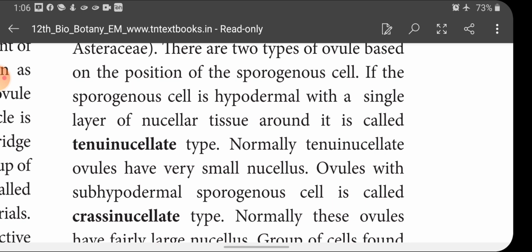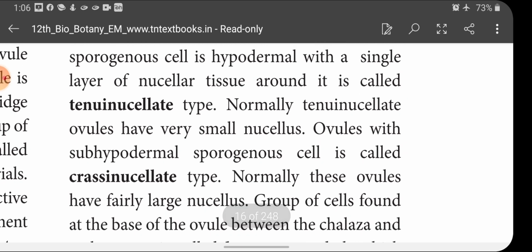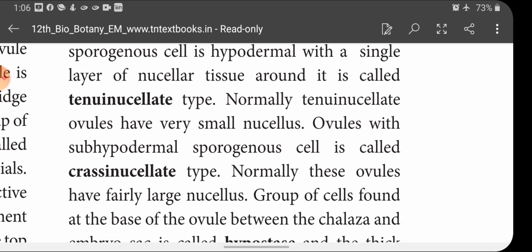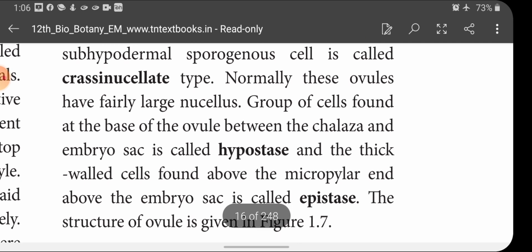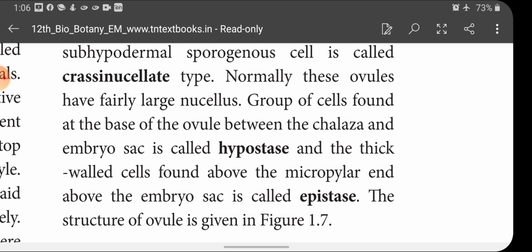So this is a 3 mark question: differentiate between tenuinucellate and crassinucellate. Normally these ovules have a fairly large nucellus. A group of cells found at the base of the ovule between the chalaza and embryo sac is called hypostase, and the thick walled cells found above the micropylar layer is called epistase.